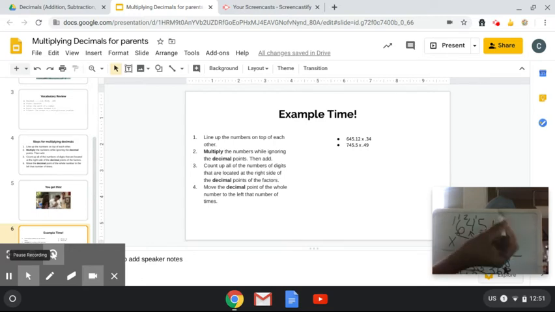1 and 2, and then 3, sorry, 1, 2. So in my top number, I have 2 spots to the right of my decimal, 1, 2. So that's where this 2 came from. And this number, how many spaces do I have to the right of my decimal? 1, 2. That's where this number came from. What's 2 plus 2? 4.